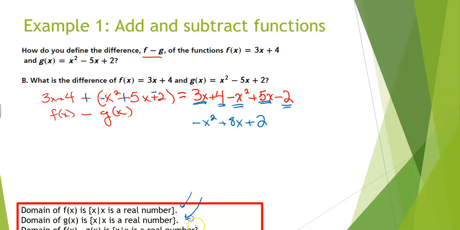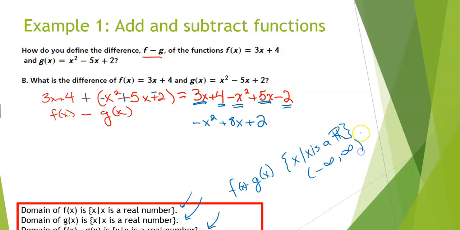So the domain is a set of real numbers for each f of x and g of x, and I know you can't see that, but the domain for f of x minus g of x is also the set of x's such that x is a real number. You can do that, or -infinity to +infinity. And this is a quadratic, right? So I can put any number in. My output might be limited, but my input could be any real number for quadratic functions.